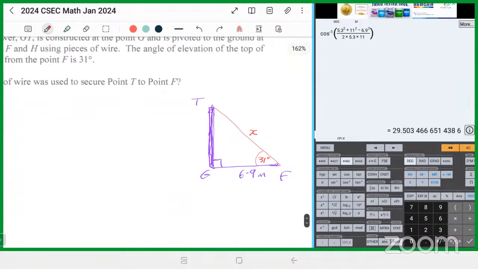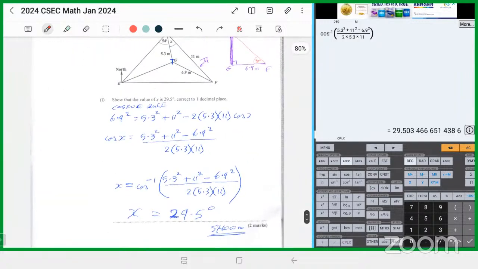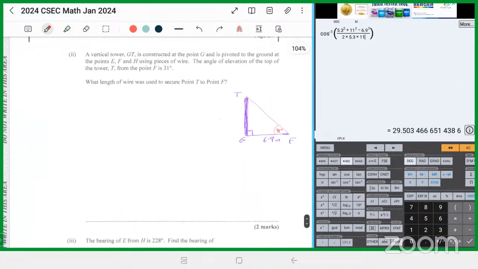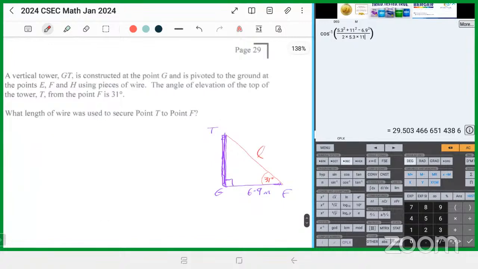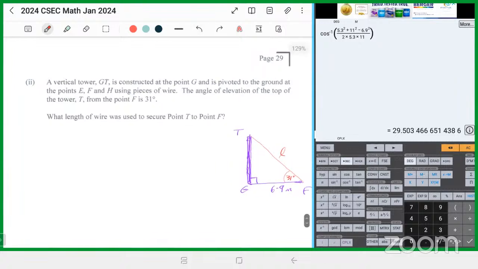No, we can't call it X, because we have something called X already on the diagram. Remember the angle was X? Yes. So we're going to call the length of the wire L. This length is L. And so we're working in this triangle now, so we can use SOH CAH TOA. So this is the hypotenuse, and this is the adjacent. We're trying to find the hypotenuse, and we know the adjacent. So we set up SOH CAH TOA.